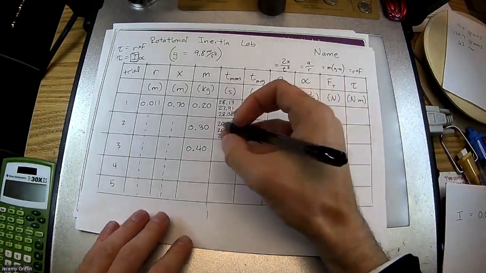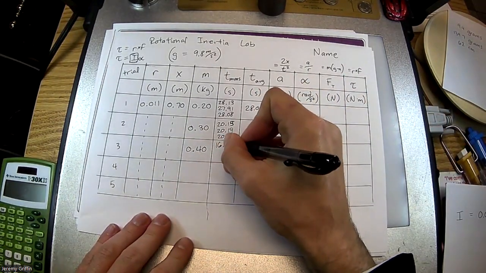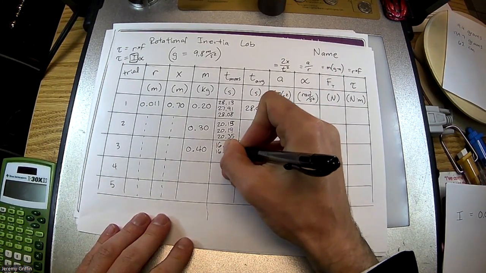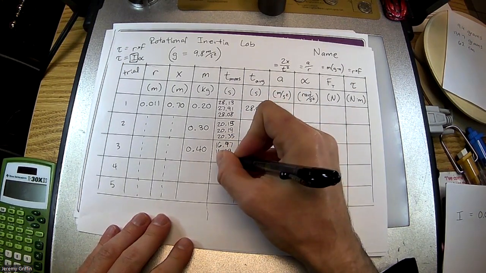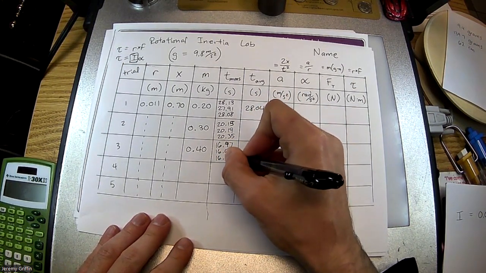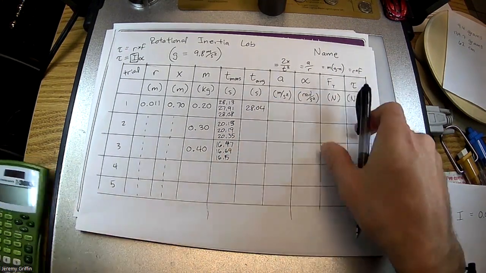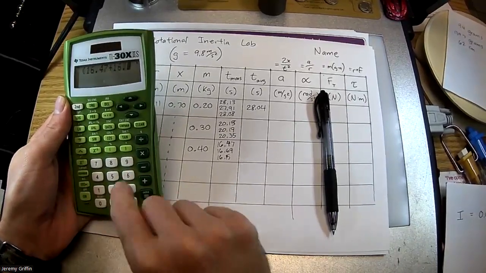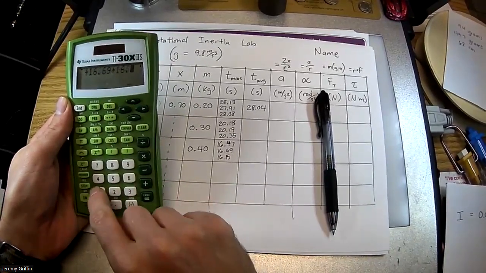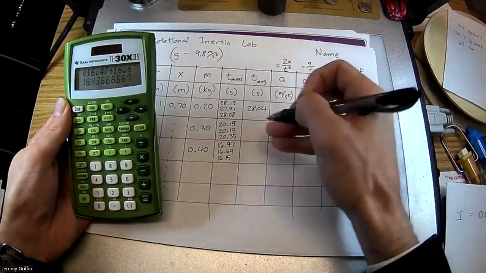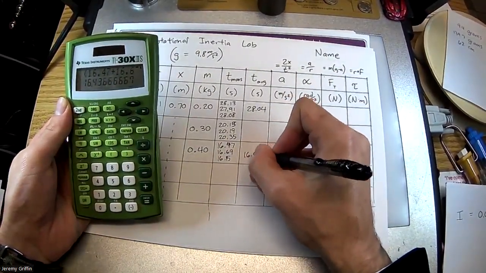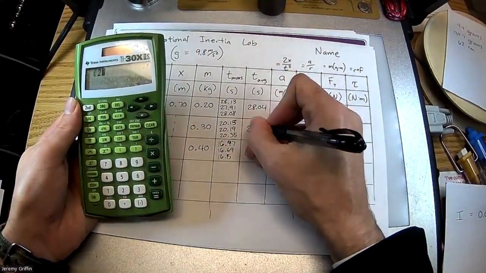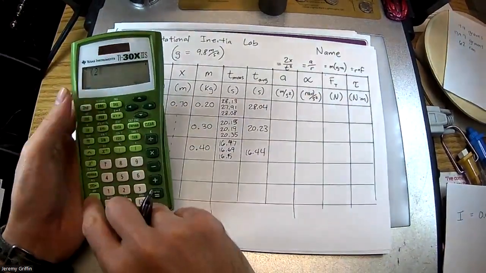Alec, how much time? 16.47. Sarah, 16.69. Steve, 16.15. Averaging those gives 16.44 seconds. Oh, I forgot to average the last one. 20.23. Good. Thanks.